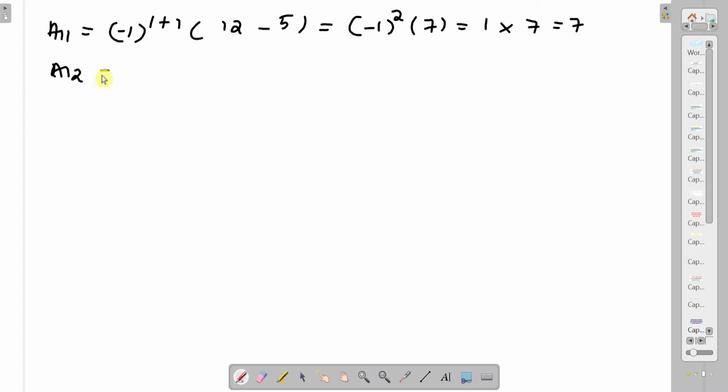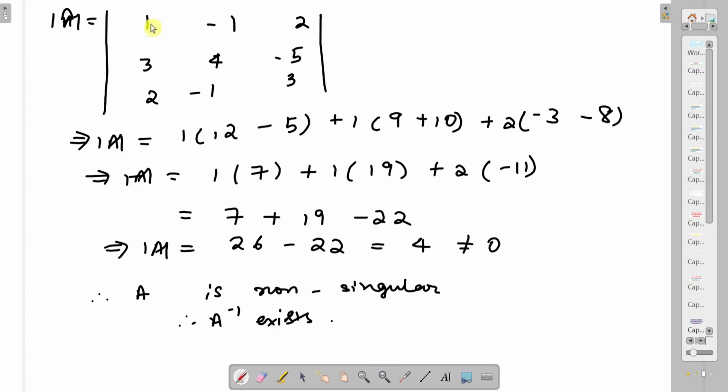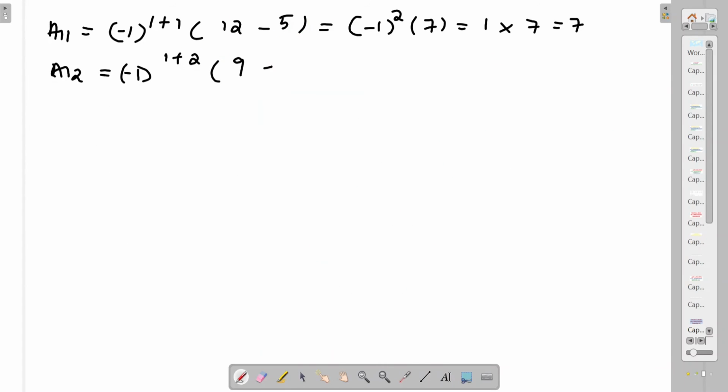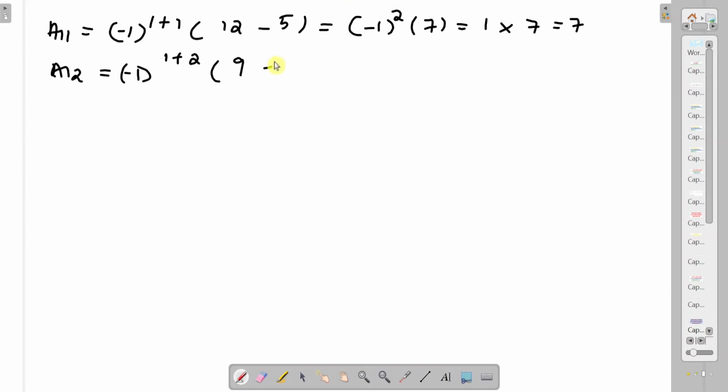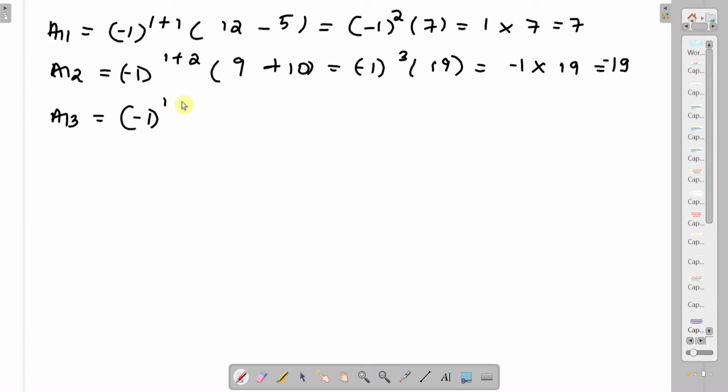Then A12, so minus 1 raised to 1 plus 2. So we have to hide the first row and the second column. 3 times 3 is 9, minus 2 times minus 5 is minus 10, so minus minus plus 10, and nothing but minus 1 raised to 3 times 19, that is minus 1 times 19, that is minus 19.